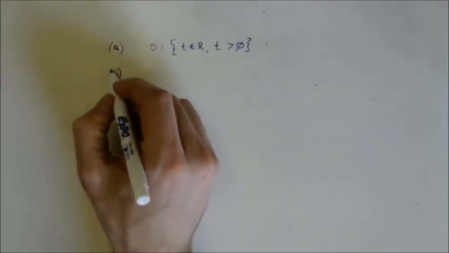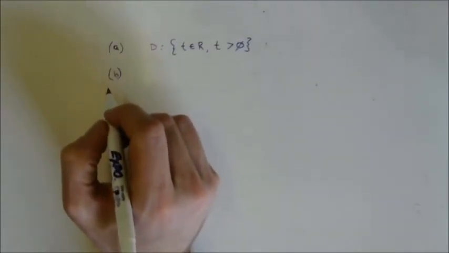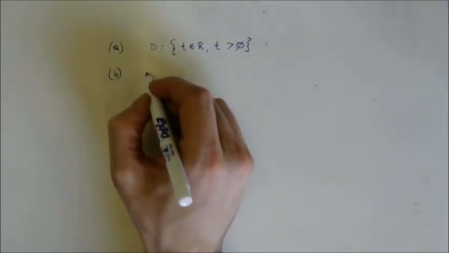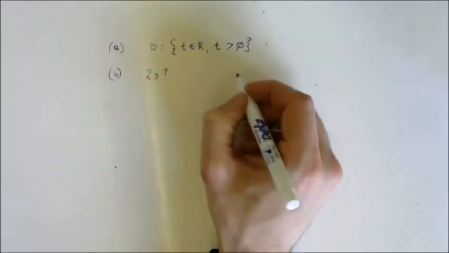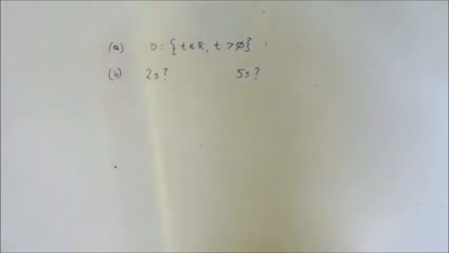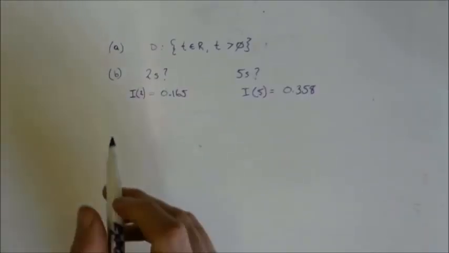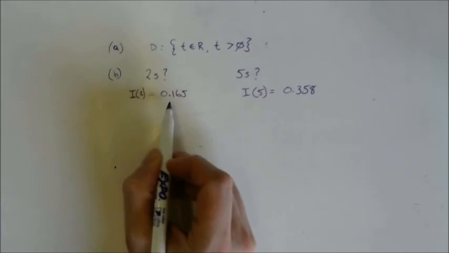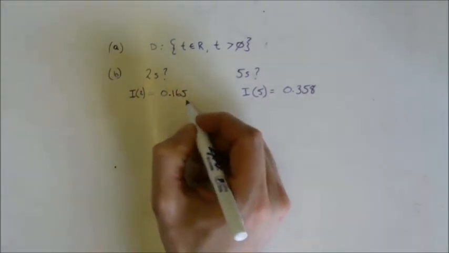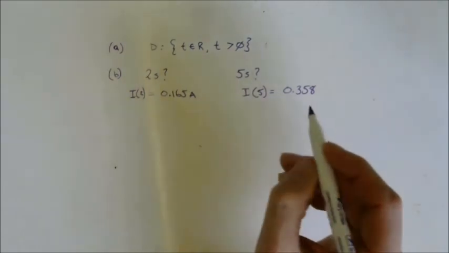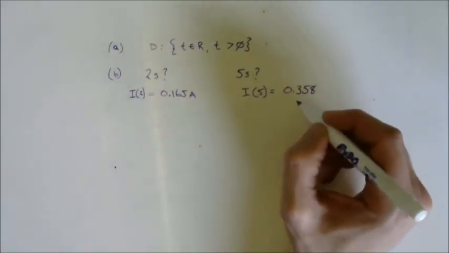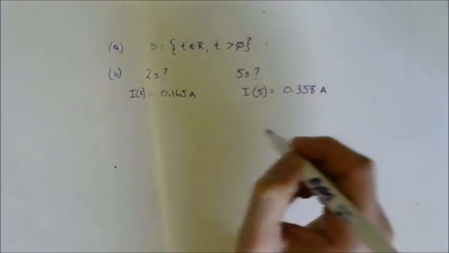And now we can go ahead and look at what the current is in the circuit after 2 seconds and then after 5 seconds. And all that really is going on Desmos, finding the x value or t value of 2 and finding out what the value of the function is at that point. So let's do that. Alright, on Desmos we found out that the current after 2 seconds is 0.165 amps. And the current after 5 seconds is 0.358 amps.